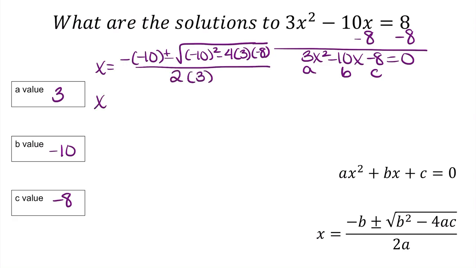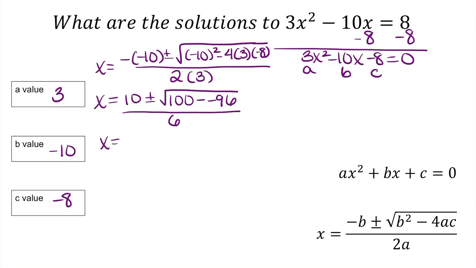So now we just need to work on some simplification. So negative 10 is going to be positive 10, plus or minus the square root of negative 10 squared is going to be 100, minus, and then I have 4 times 3, which is 12. 12 times negative 8 is negative 96. And that's all divided by 2 times 3, which is 6. So now I have x equals 10 plus or minus the square root. 100 minus negative 96 becomes 100 plus 96, which is 196, and that's over 6.